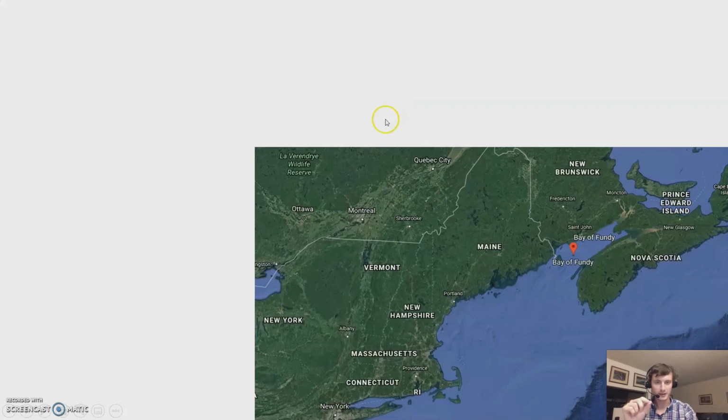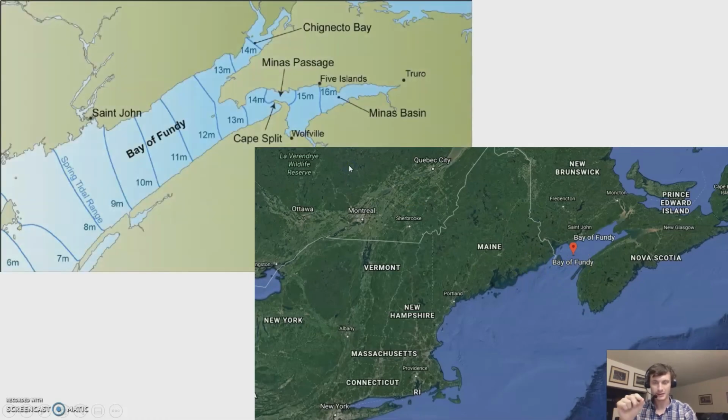Right? So this is talking about here, we have Fundy, that's like southeast, eastern Canada here, just northeast of Maine, like on the east coast. Right? These are our spring tidal ranges here. Spring tide is maximum tides. We could do that in a bit. We have 6, 7, 8, 9, 10, 11, 12, 13, 14, 15, and 16 all the way up here, going into the Bay of Fundy.